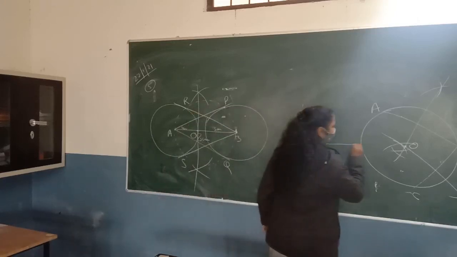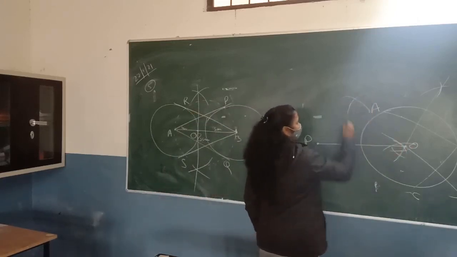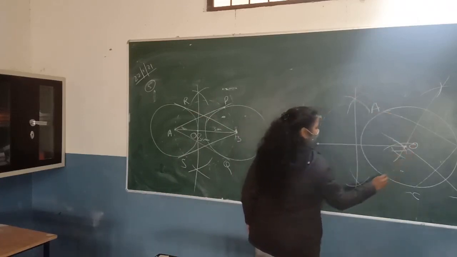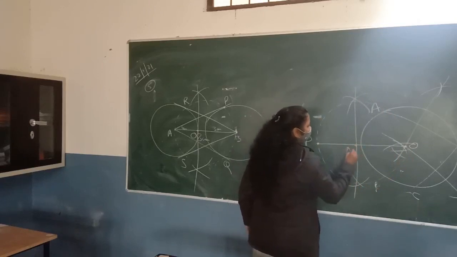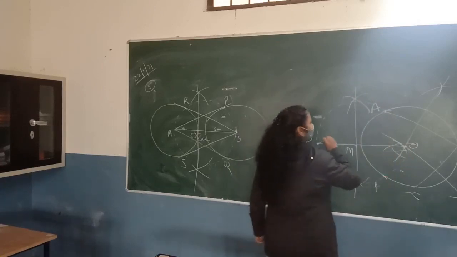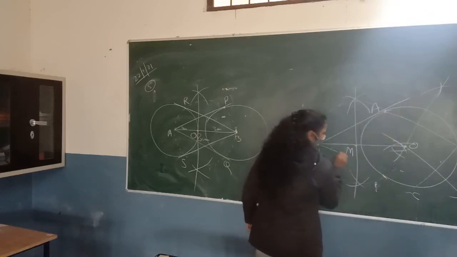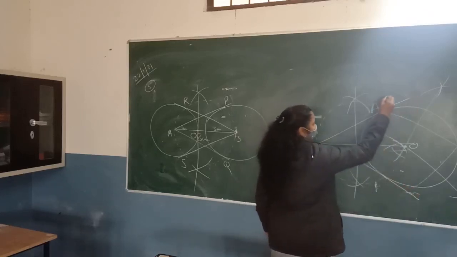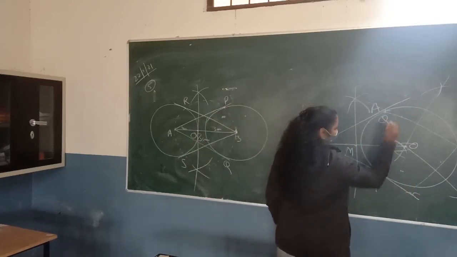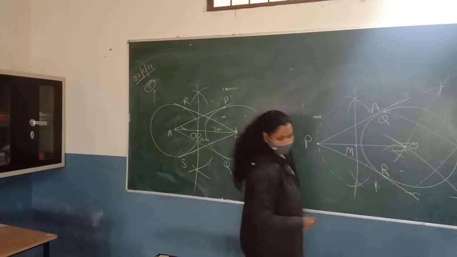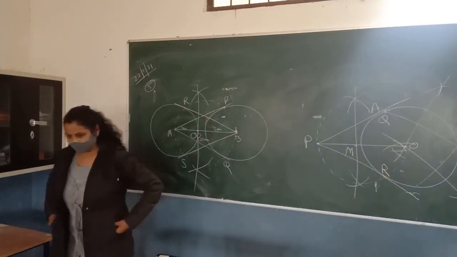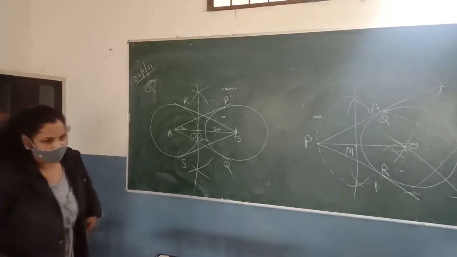We will join OP and draw the perpendicular bisector of OP, and draw the circle by this center. The points where this circle intersects the given circle are the points of tangency. So these are the tangents. You can mark them as PQ and PR. Done?